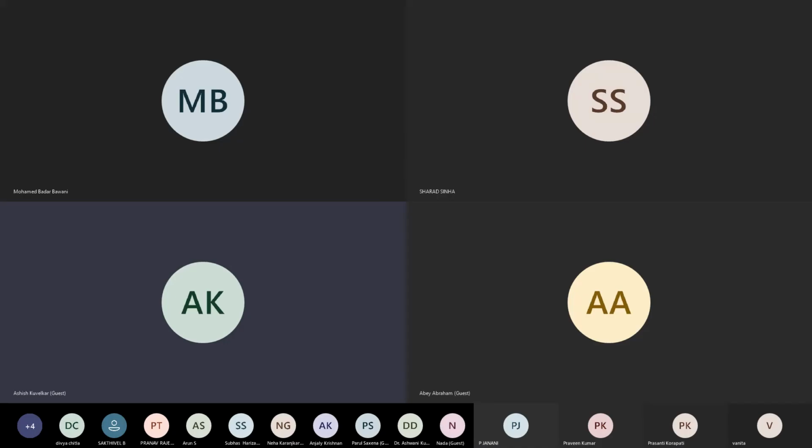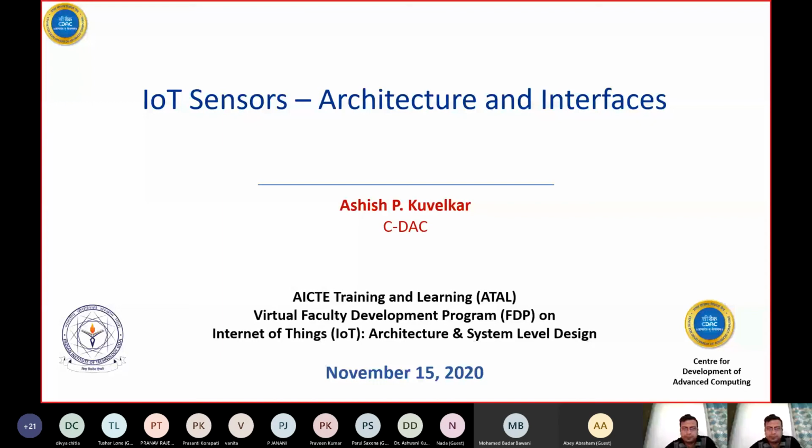Participants of this FDP program. And today I'm going to talk about the architecture and interfaces of IoT.